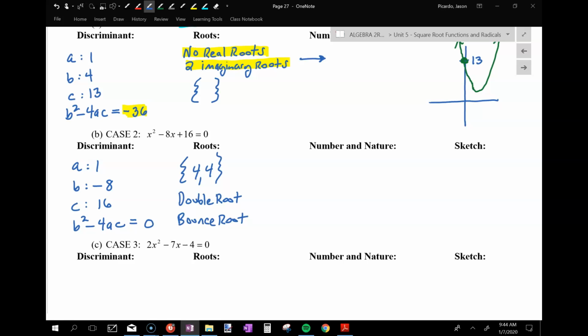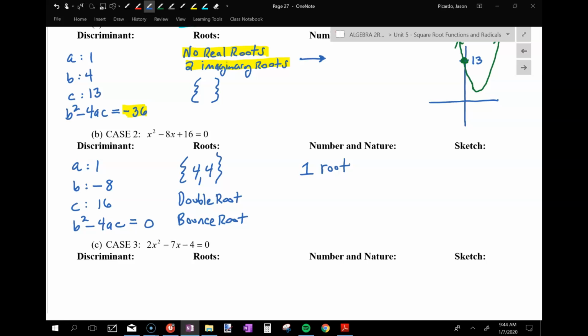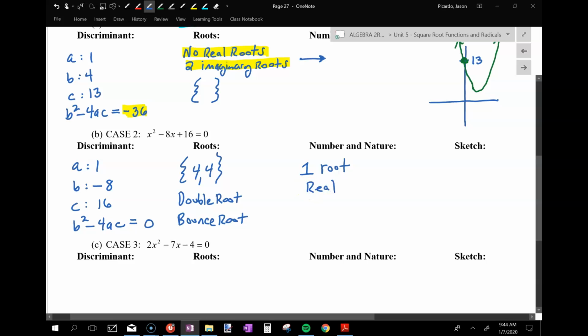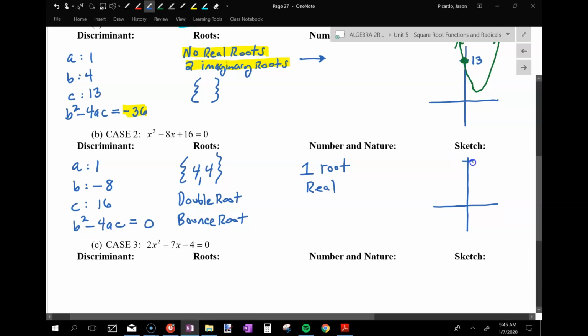Okay, let's write down the number of roots and the nature of the roots. So you guys said that I have how many roots? 1 root. Talk to me about that root. Well, is it a real number or an imaginary number? Okay, so let's actually write down. It's a real root. 1 real root. All right, so let's sketch it. Give me a piece of information that I know undoubtedly, sure thing, no question about it. Positive parabola, happy. Y-intercept is 16. And I have a root of 4.